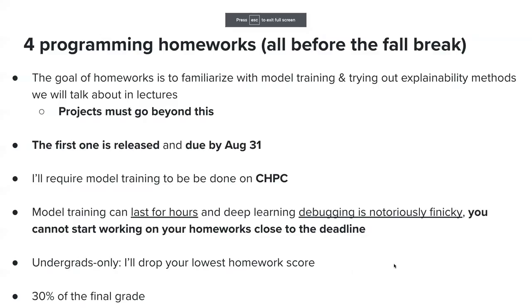For undergrads, I will drop your lowest homework score. Yeah, please go ahead. For this assignment, what will be the criteria for evaluating how we get the model performance?